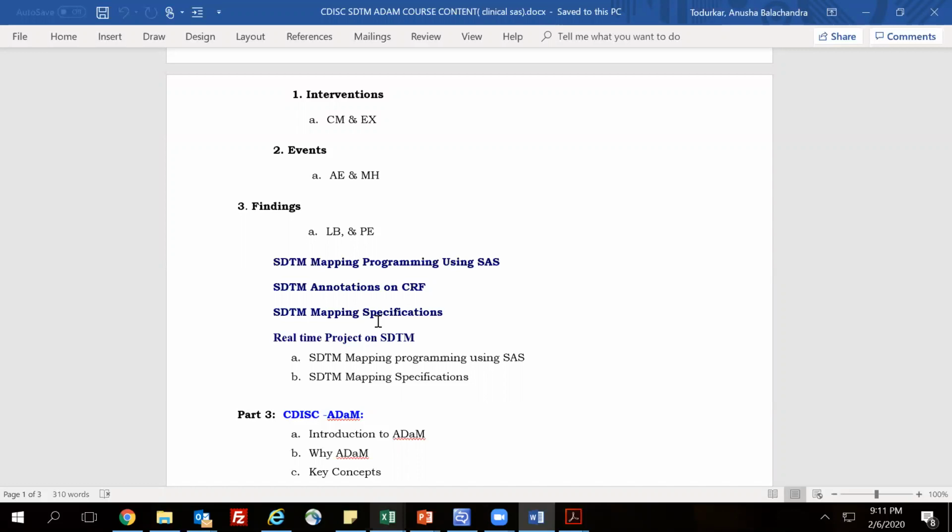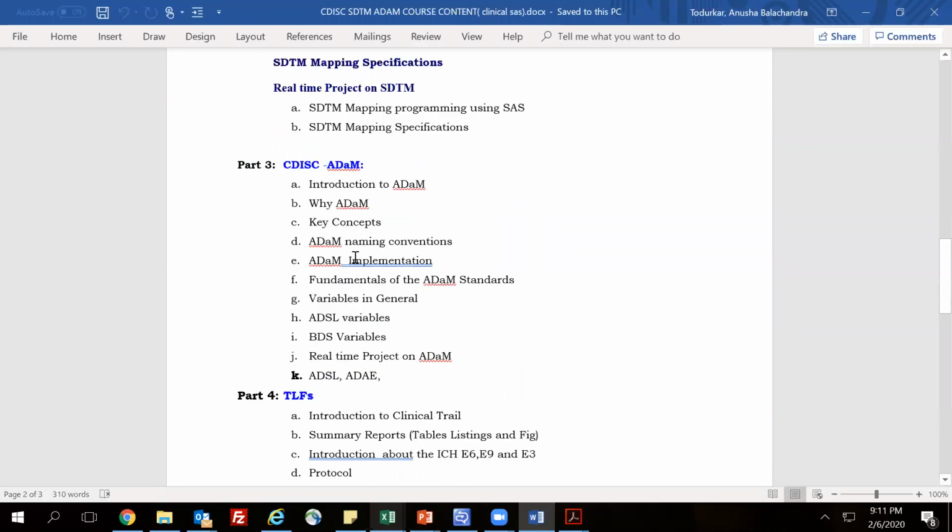Okay. And then later same thing for ADaM. So SDTM, ADaM and TLF, three things are covered in clinical SAS. Okay. So now you all will be thinking in your mind, already the SDTM data has been submitted, so why is ADaM coming into existence? ADaM is nothing but analysis. It's used only for analysis. Whereas SDTM is not used for analysis.